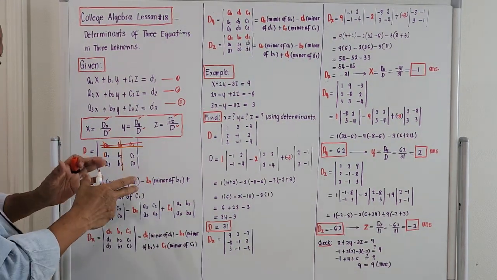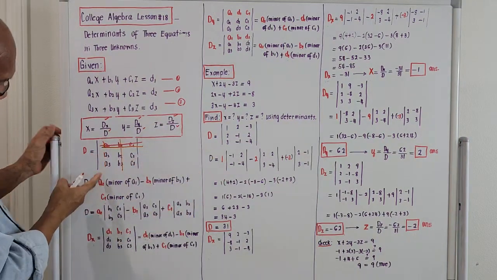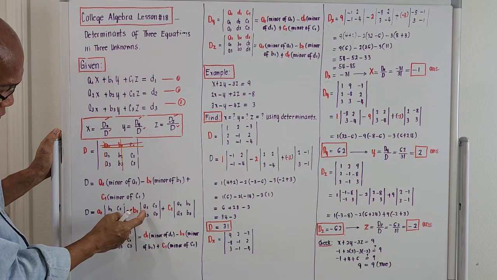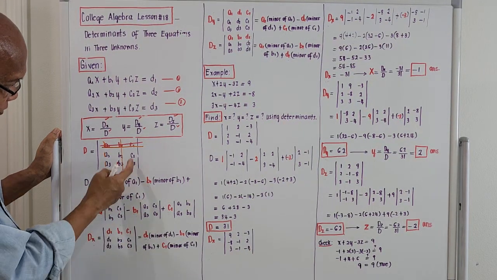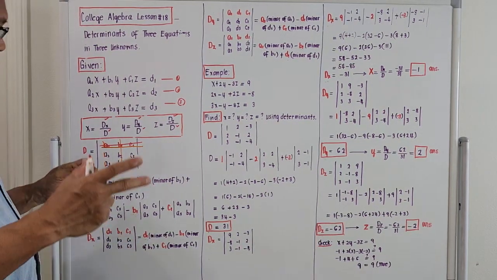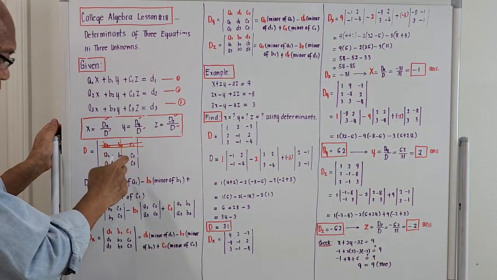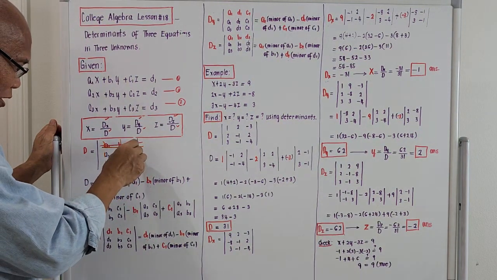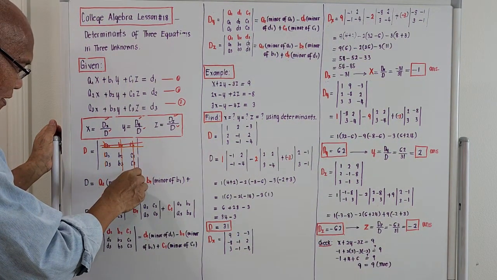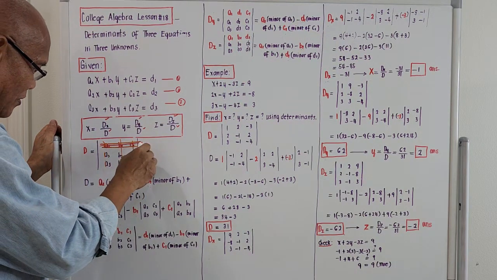So what remains that was not crossed out, if we try to bring out the minor of B1, it will be A2, A3, A2, A3, and C2, C3. Okay? That's the minor of B1. And the minor of C1, this is C1, right? So we cross out this column here. Okay? Then we cross out again this row.